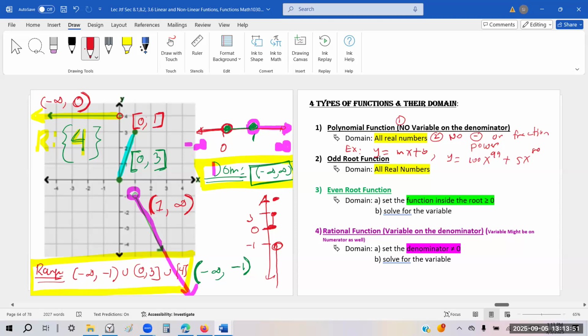Odd root function is like y equals cubic root of x, or fifth root of x minus 7. So root means this: the number you see inside the radical, as long as that number is odd, then it has no problem. Cubic root and polynomial are the most generous ones. They don't care about any number. They take everything: positive, negative, decimal, zero, everything. We can substitute our x's. It's like water. They take everything with them.